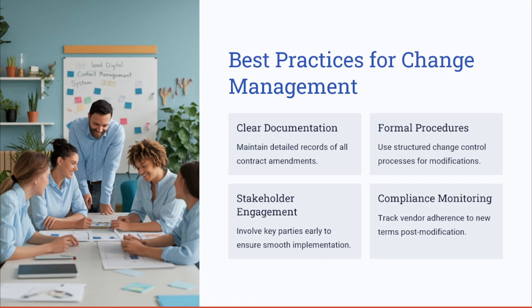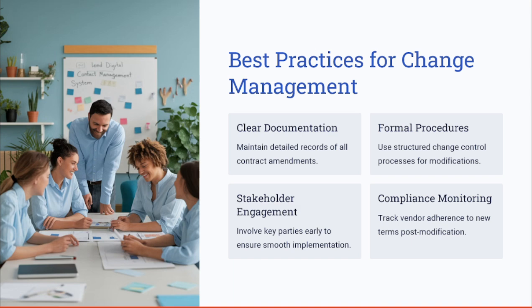Now let's look at some of the best practices for contract change management. First, you need to start with maintaining clear documentation for all of the contract amendments. You also need to use formal change control procedures for procurement modifications. Another best practice is to keep the stakeholders engaged early to ensure buy-in and smooth implementation. You also need to monitor the vendor compliance after any of these changes, after any of these contract amendments, after the modification of these contracts.